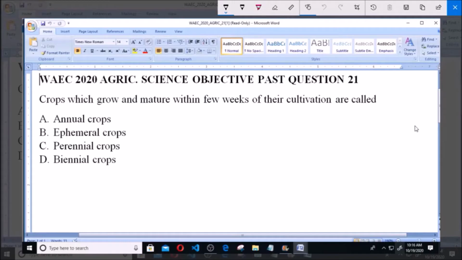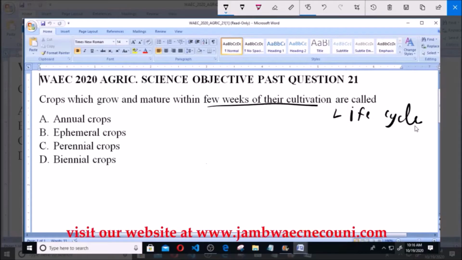Crops which grow and mature within few weeks of their cultivation are called A. Annual crops, B. Ephemeral crops, C. Perennial crops, D. Biennial crops. So you have crops here classified according to their life cycle. So let's see which one you can say grow and mature within few weeks of their cultivation.